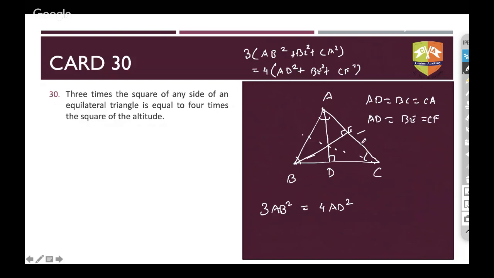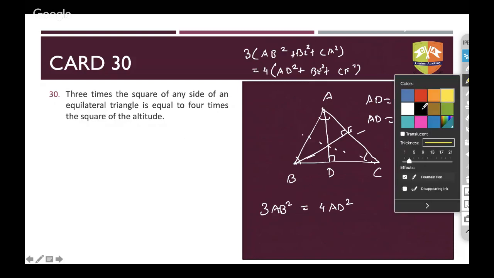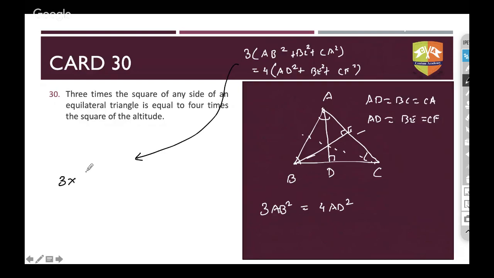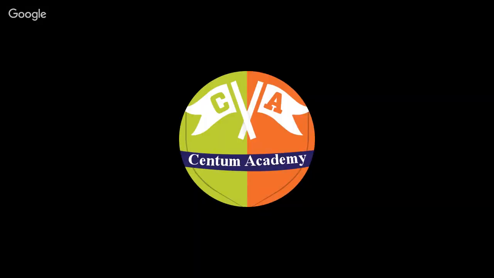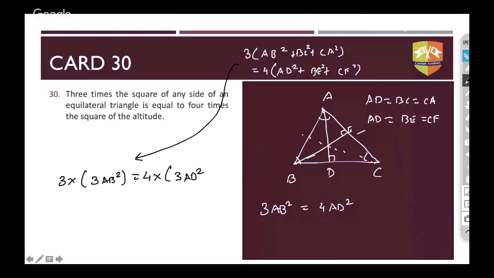Using these three, what can you say from here? Let me change the color a bit. So it is nothing but 3 AB square is equal to 4 times AD square, which will be equal to BE square, which equals CF square. So hence the 3 gets cancelled, and we get 3 AB square equals 4 AD square. So this is your summary of the entire chapter.